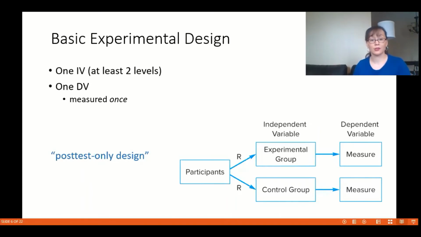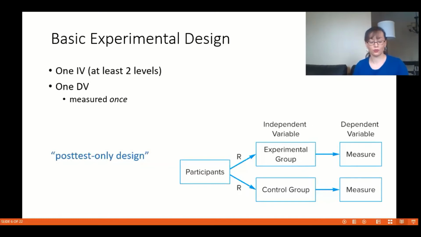And this is a post-test only design because we only have one test, and it's happening after our independent variable is encountered by our participants. And again, it's very important that this post-test, this dependent variable, is measured in both groups in the exact same way. Because again, we want to make sure that everything is consistent with the exception of our independent variable, of that manipulation that we're making.